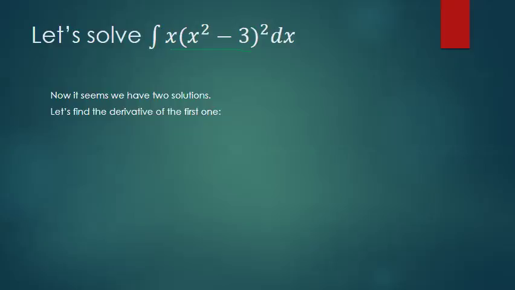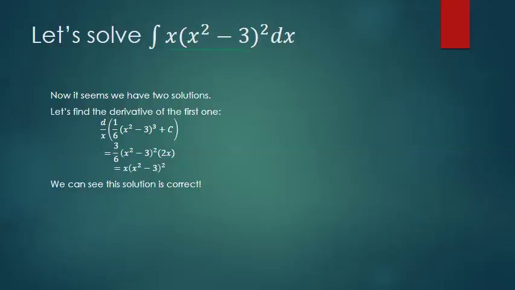So let's find the derivative of the first one. This is our solution, and the derivative of this solution will be equal to 3 divided by 6, (x^2 - 3)^2 times 2x, which can be simplified as x times (x^2 - 3)^2. So we can see that our solution is correct.